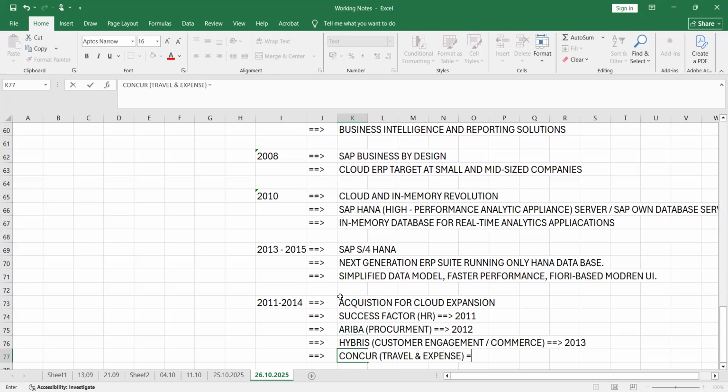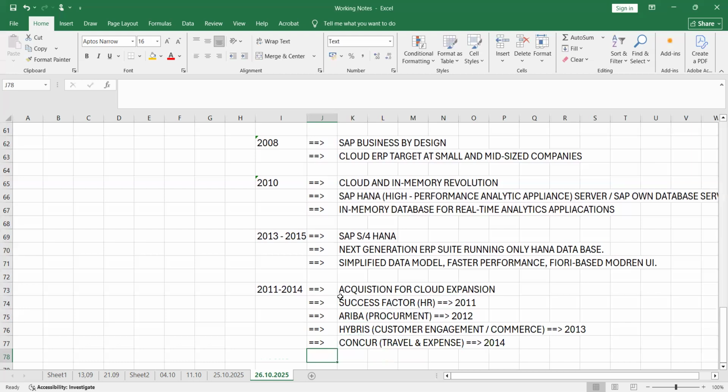Okay, in the year 2014 they made another important acquisition, Fieldglass.